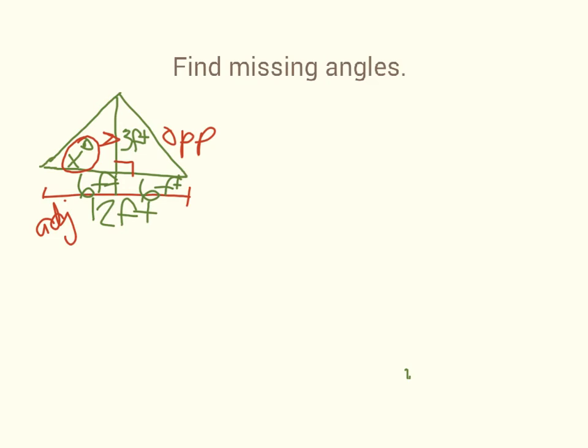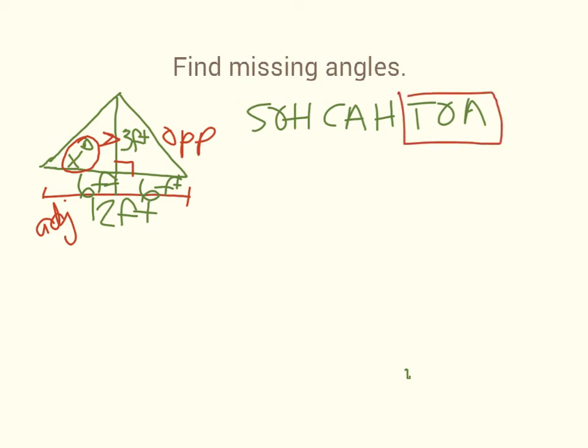Okay, so if I go back to SOHCAHTOA, which is to help me remember which trig functions compare the sides, I have opposite and adjacent. So if I want to look at my trig function, opposite and adjacent looks like it's going to be the tangent function. So I'm going to set up my problem using the tangent. So I'm going to have the tangent of x degrees, and that's going to equal my opposite side over my adjacent side. So that's going to be 3 over 6.